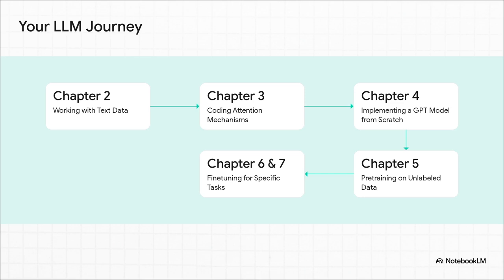You start at the beginning, right? First, just understanding and processing text. Then you get to the core. You code the attention mechanism. And that's the absolute heart of a modern LLM. It's how it decides which words matter most. After that, you actually build the GPT model itself. You pre-train it on a bunch of raw data so it learns the patterns of language. And then, the final step, you fine-tune it to do something specific. It's a super logical path from A to Z.